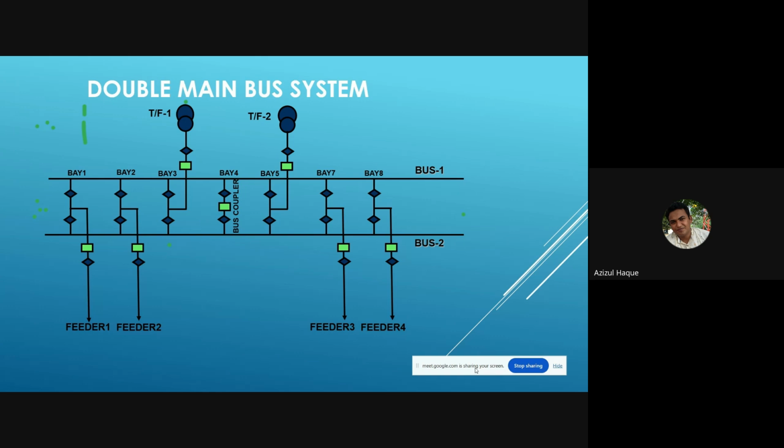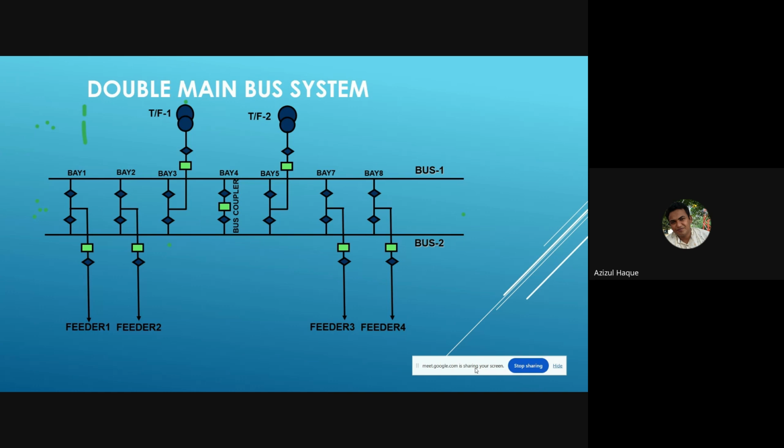And in that case, suppose we have to take up some maintenance work of bus 2, what we can do is shift all the feeders to bus 1 and then take shutdown of bus 2 and do the maintenance work. So power flow will not be interrupted. But in a single bus system, if we have to do any maintenance work on the main bus, then what will happen? The entire substation will be stopped. No power flow will be there.